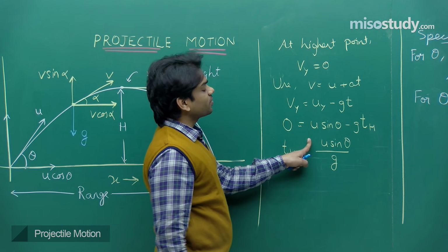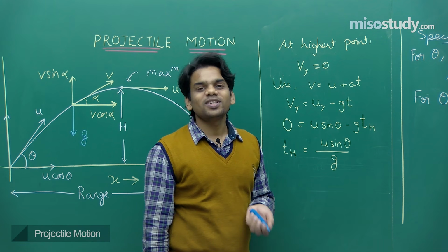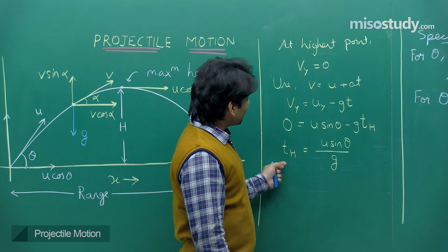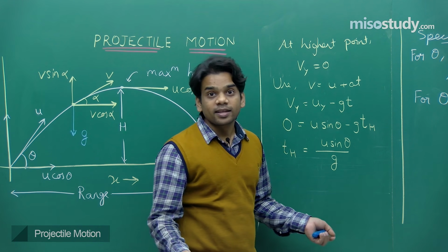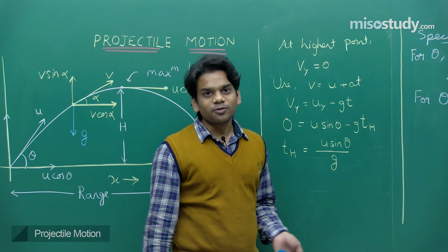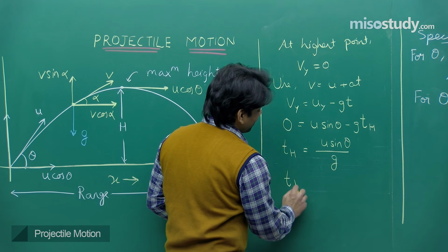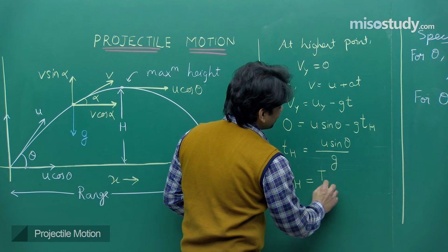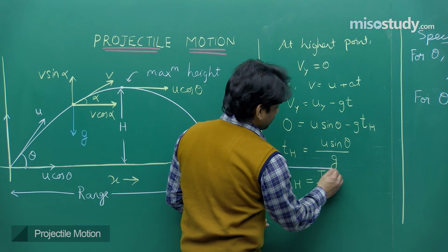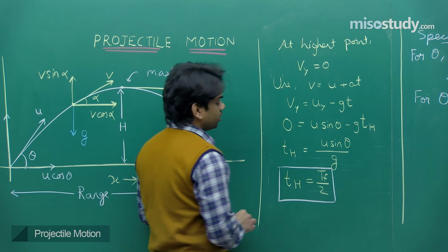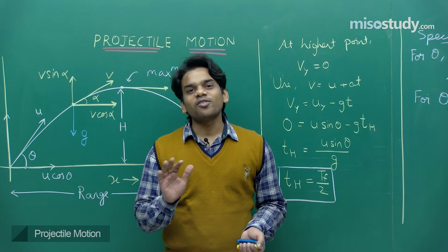You have seen that the total time of flight was given as 2u sin theta by g, and the time for maximum height is given as u sin theta by g. Hope you are getting it simultaneously, and not getting confused while writing in your notebook. So time of maximum height can also be written as time of flight divided by 2. This is the value of time to reach maximum height. If you forget, just remember that it is half of the time of flight.